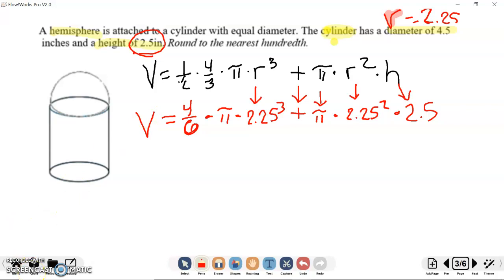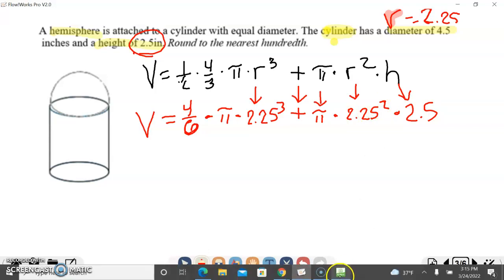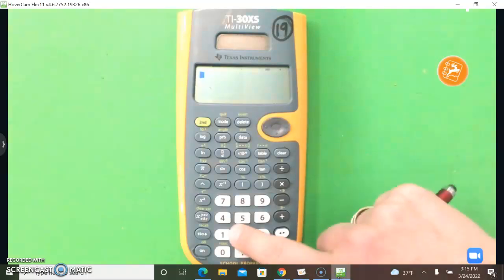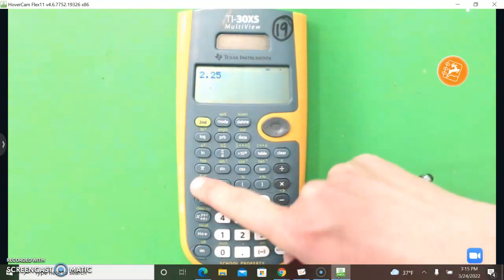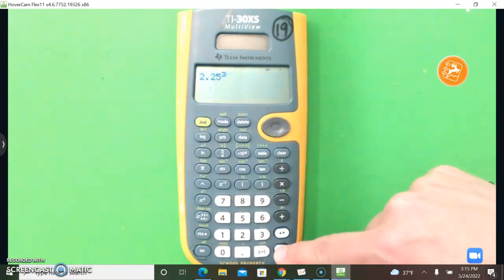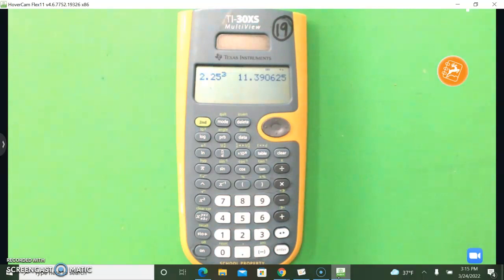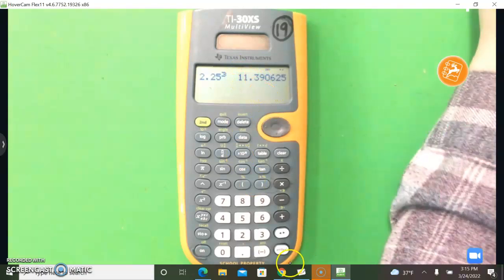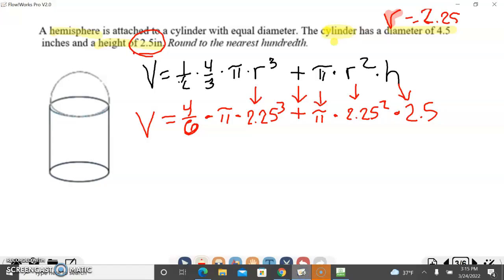So what we need to do is figure out what is our 2.25 to the third power and 2.25 to the second power. So using my calculator, I've got 2.25 to the third power. So I'm going to round that one to 11.39 because this says to the nearest hundredth. So this one is going to be 11.39.